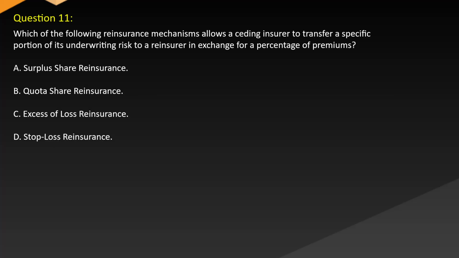Question 11. Which of the following reinsurance mechanisms allows a ceding insurer to transfer a specific portion of its underwriting risk to a reinsurer in exchange for a percentage of premiums? A. Surplus share reinsurance. B. Quota share reinsurance. C. Excess of loss reinsurance. D. Stop loss reinsurance.